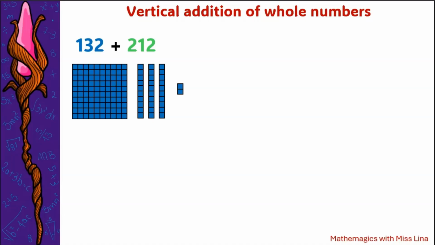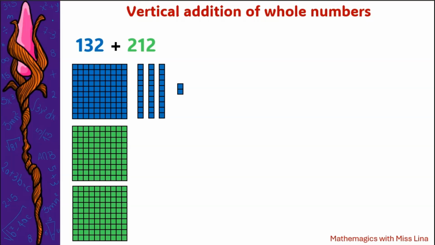We do the same with the 212. So in the position of the hundreds, there's a 2, so we need 2 big blocks of hundreds. 12, so we have 1 in the position of the tens, so just 1 strip, and 2 in the position of the ones, so 2 small squares. Okay, we have the representation of both.